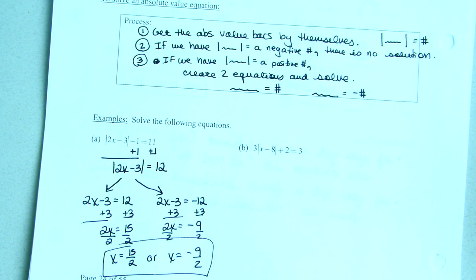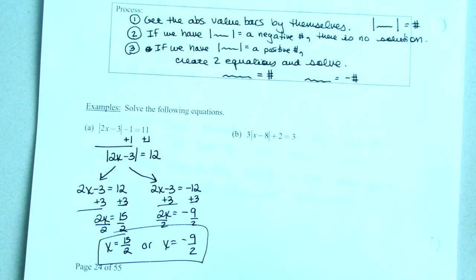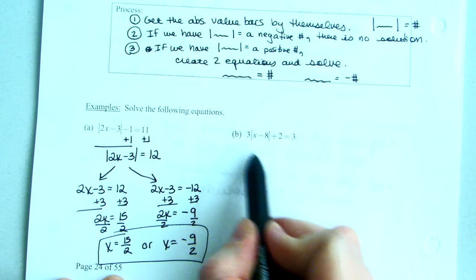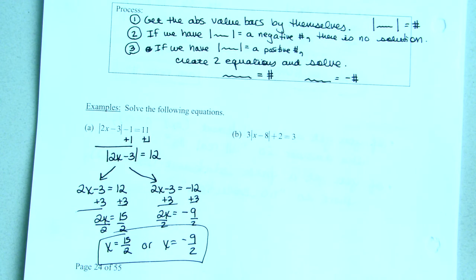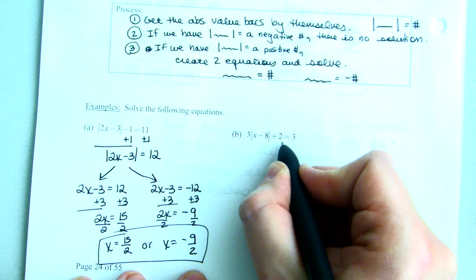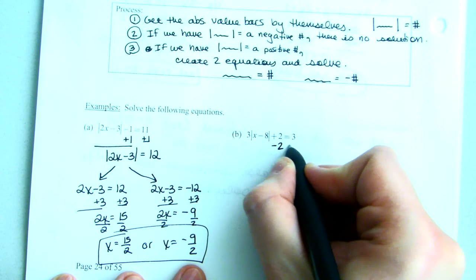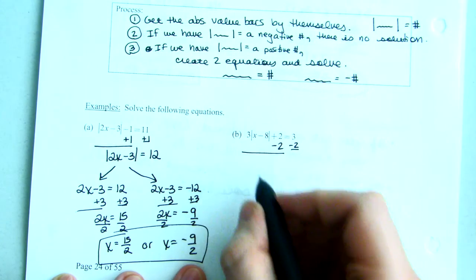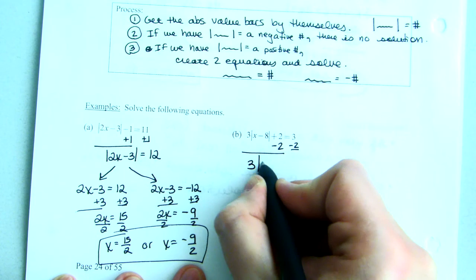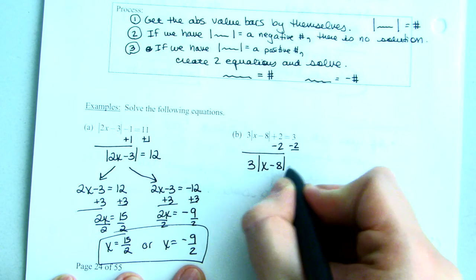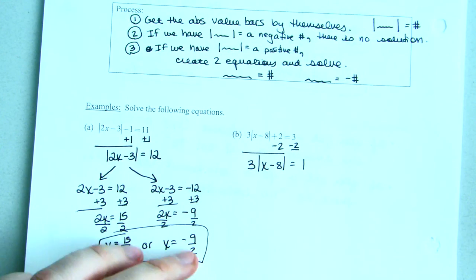In letter B, I've got to get the bars by themselves. What sort of algebra are you going to do first? What's the first step going to be? I need to get the bars by themselves, so I've got to get rid of the 2. Subtract 2, subtract 2. That's going to give me 3 times the absolute value of x minus 8 equals 1.